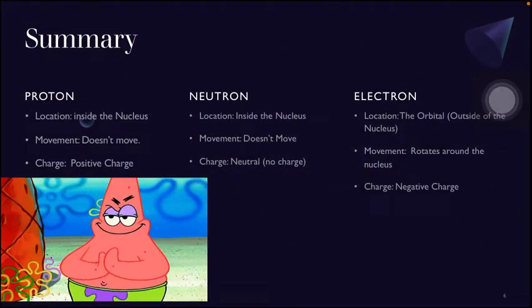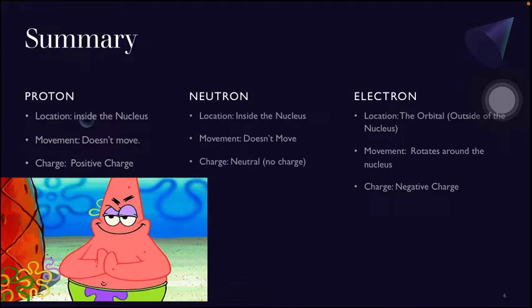Okay, so the summary. Let's take a look back at everything that I have said on the previous slide, right? So we looked at protons, neutrons, and electrons, and these three make up the atoms. So they are the three subatomic particles, and the protons and neutrons are actually inside the nucleus, whereas the electron is always outside the nucleus, right?